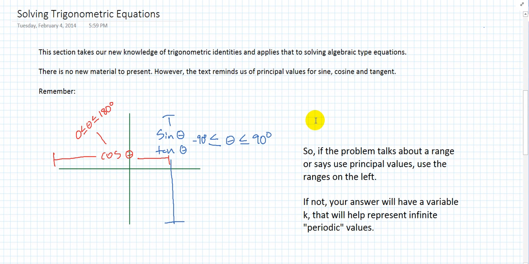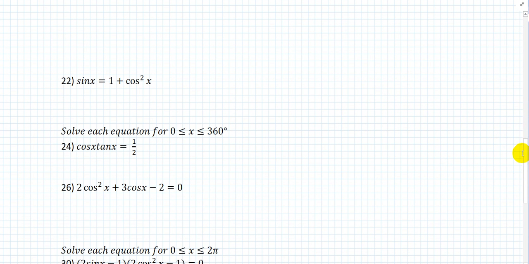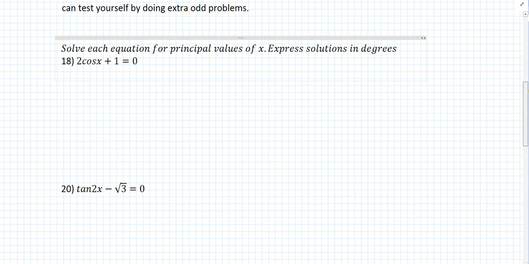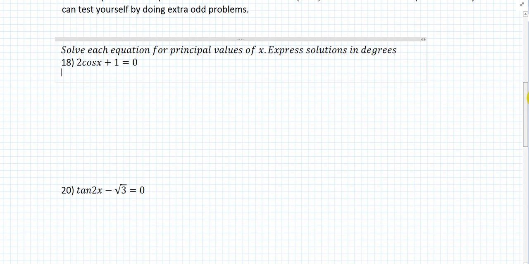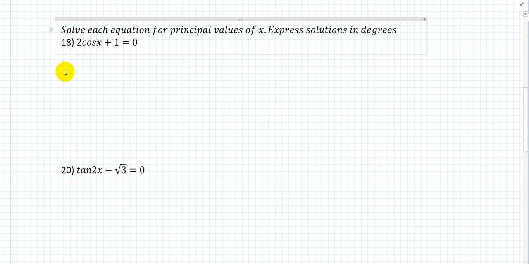values. And somehow I lost my cursor, so give me a second. Let's see if there we go. And so in order to teach this section, really all I'm going to do is look at textbook problems. So if you turn to page 459, you'll see number 18.